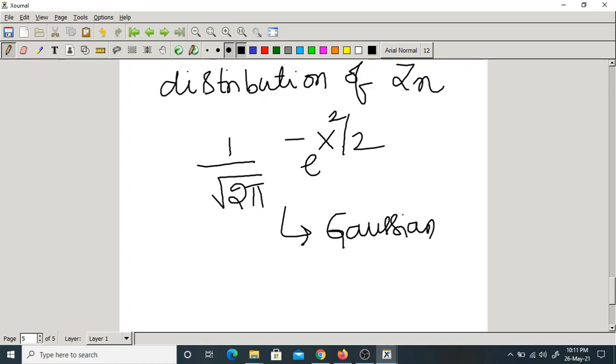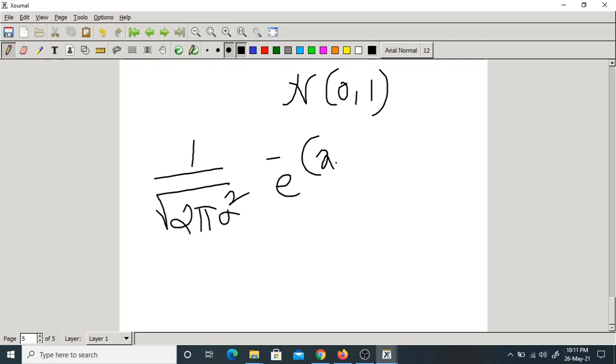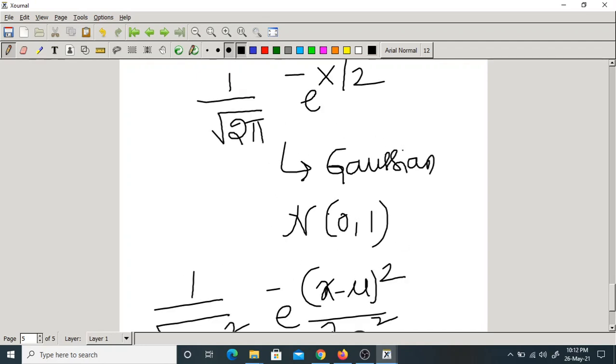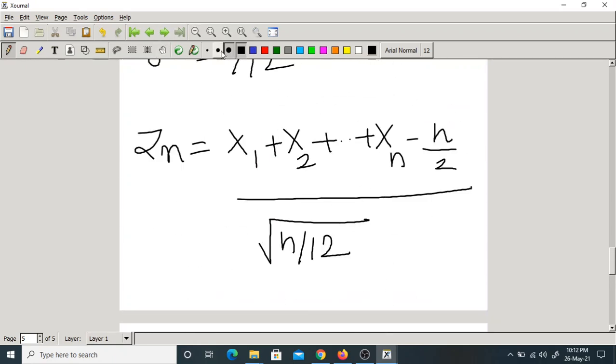Here what is the mean? 0. What is variance? 1. Because actually what is a normal Gaussian distribution? You compare these two. Obviously mean is 0, variance is 1. Okay, so we take this weightage n mu, this weightage, to make it normalized.